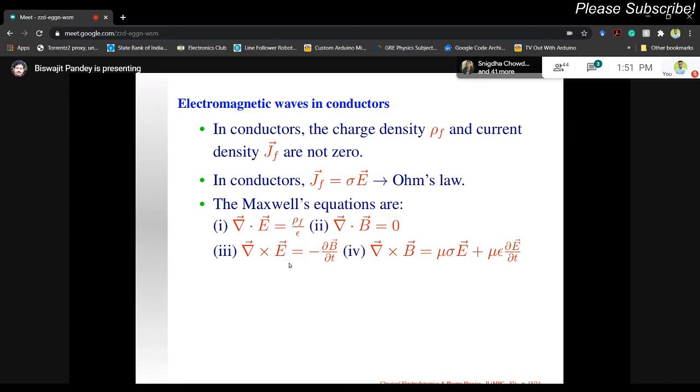So we now want to understand how to figure out the form of the electromagnetic wave that will propagate inside a conductor, right? We have two extra quantities here, rho free and J free, which were not present in the case of vacuum or dielectric. So we have to deal with this extra complication here. So let us see.